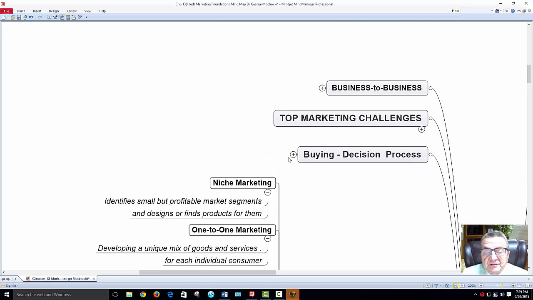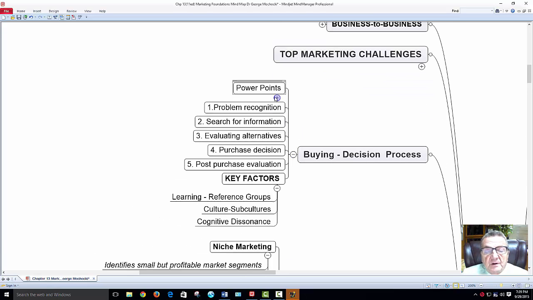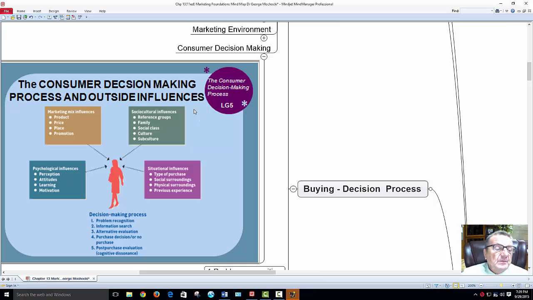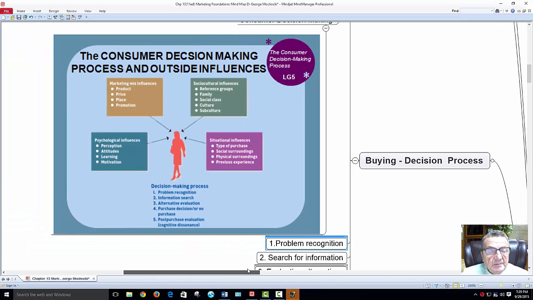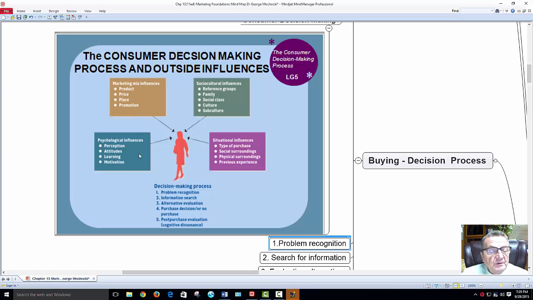Okay, the buying decision process. PowerPoint. Let's look at the buying decision. If I'm looking at this, right, you don't have to go, you can stop it. You have marketing influences, perception, attitude, type of purchases, reference groups. All these affect the consumer.